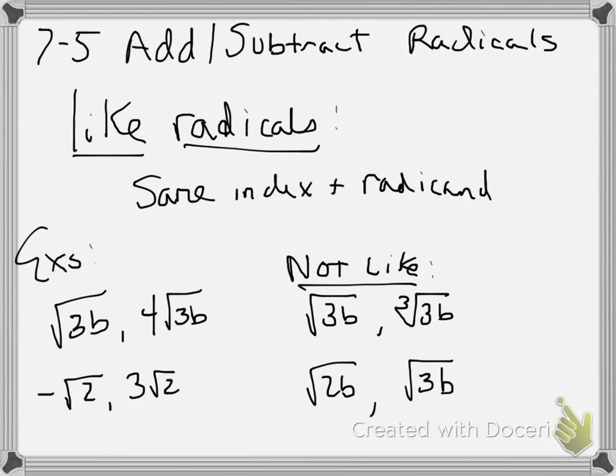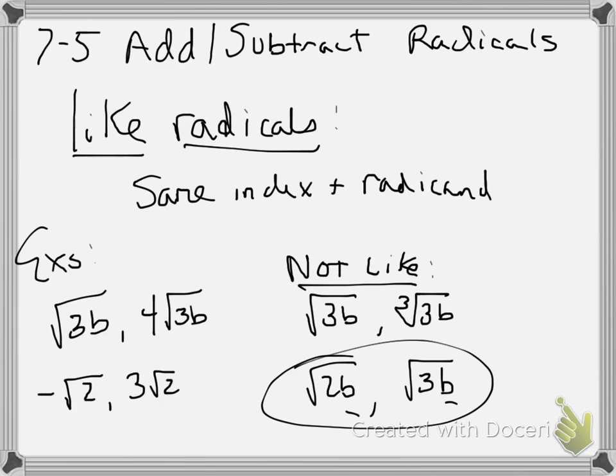Square root of 2b and the square root of 3b is another example. That went a little too fast. Let me go back and give you a chance to look at that. These are also not like radicals because even though there's a b in there, one is multiplied by 2, the other is multiplied by 3, so they are not like radicals.